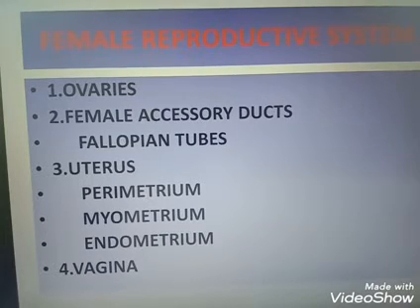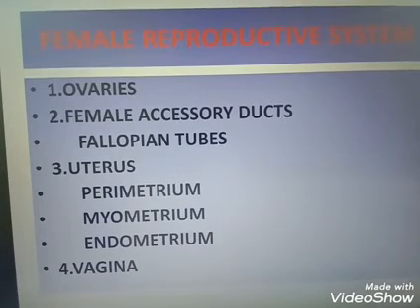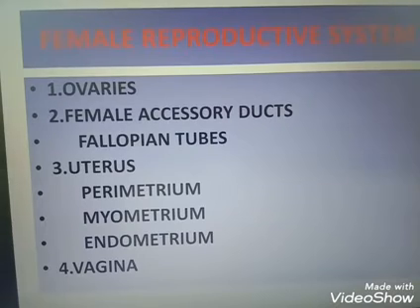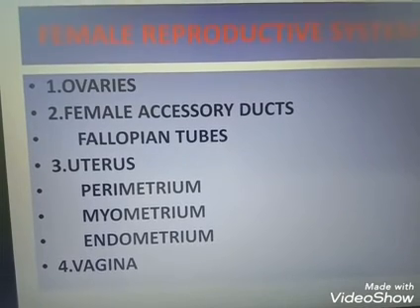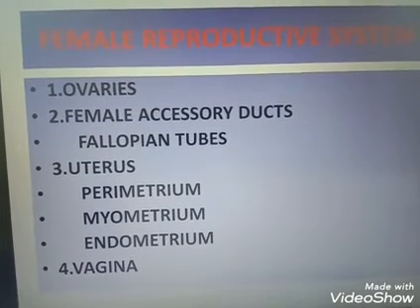Then what are the functions of the ovary? They produce female gametes called ova by the process of oogenesis. The next function is that it helps in the formation of the sex hormone estrogen. So all these are the functions of the ovary.